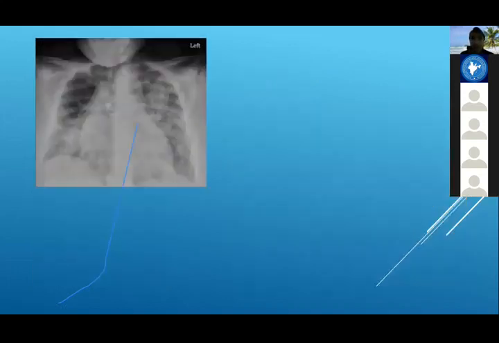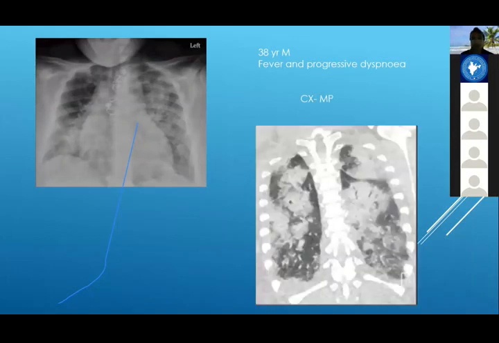And another case, a 38-year-old young patient coming with fever and progressive dyspnea. Chest X-ray is showing dense consolidations here. It's more in the bilateral lower lobes, also involving the left upper lobe. So again, you can give the report as CXMP, chest X-ray multifocal pneumonia, and the correlative CT showing bilateral dense consolidations.